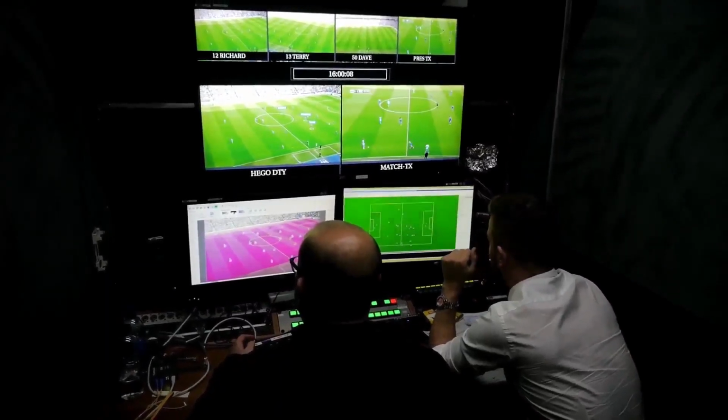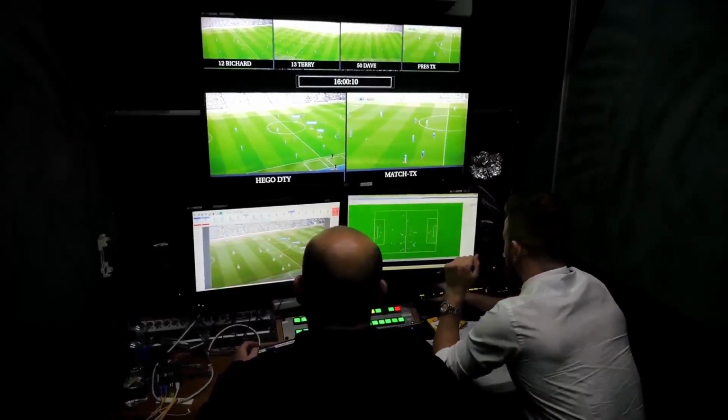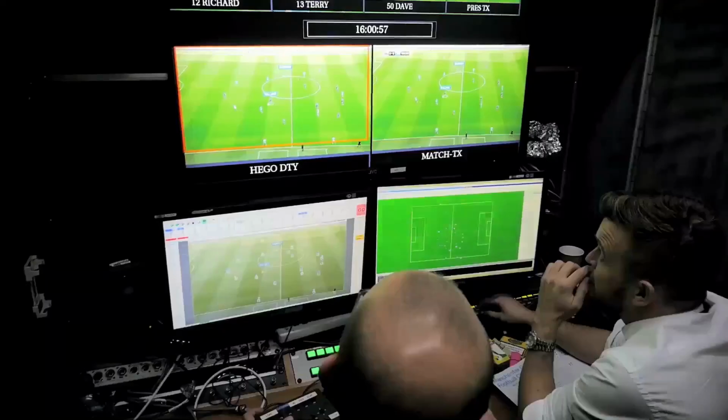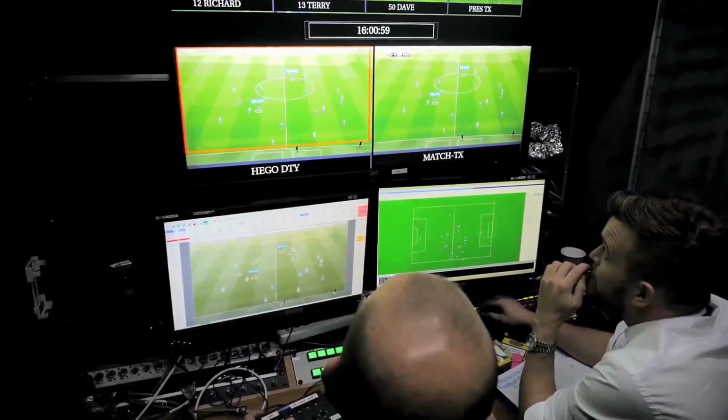Hego on Willian and Ramirez. Willian, Ramirez, Hego, yeah. Okay, Gary, you can call it. Just seeing coming into your picture now, Ramirez, slight surprise from Jose Mourinho. I think he formed this partnership last year with Willian more central.